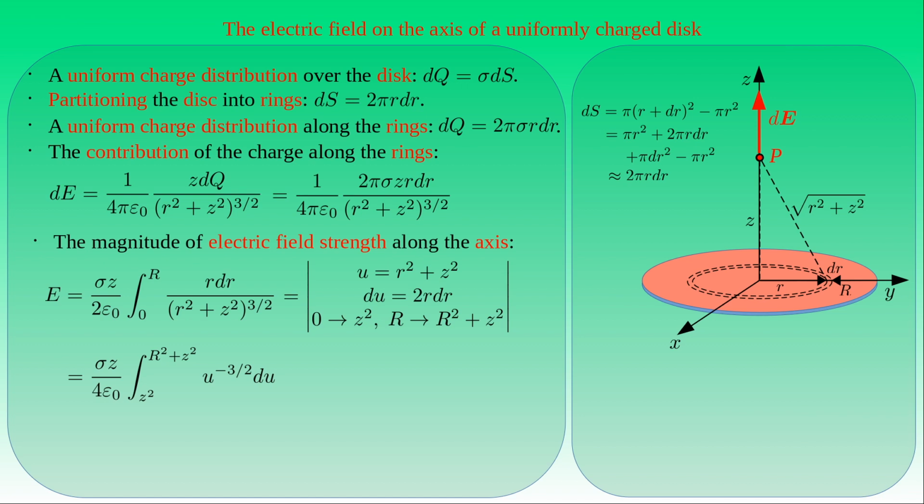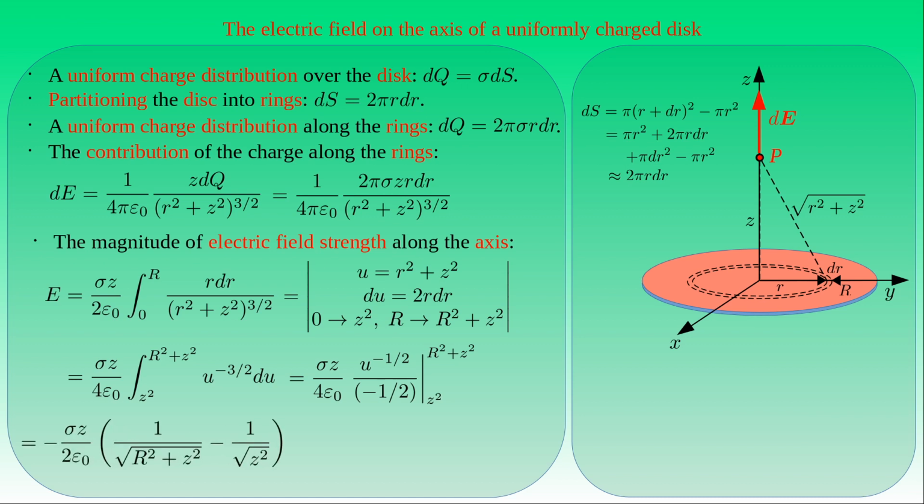As a result, we have sigma times z over 4 times epsilon naught, times the integral of u to minus 3 over 2 with respect to u from z squared to the square of capital R plus c squared. By performing the integration, we obtain sigma times z over 4 times epsilon naught, times the primitive function u to minus half divided by minus half, which we evaluate at the upper limit of the square of capital R plus c squared and at the lower limit z squared. Then the result is equal to minus sigma times z over 2 times epsilon naught, times 1 over the square root of the square of capital R plus c squared, minus 1 over the square root of z squared.